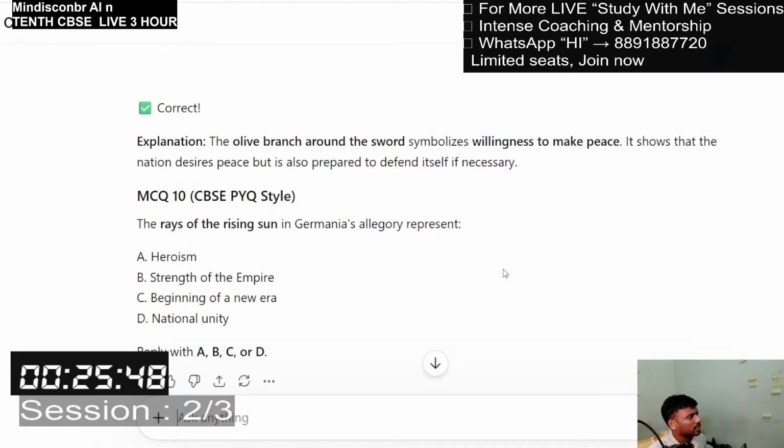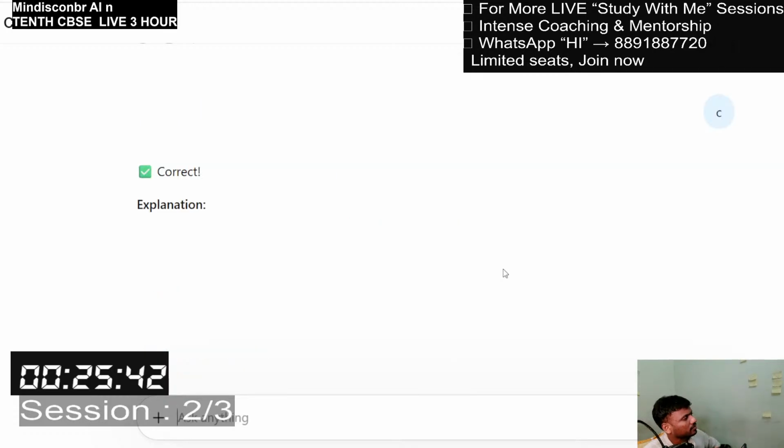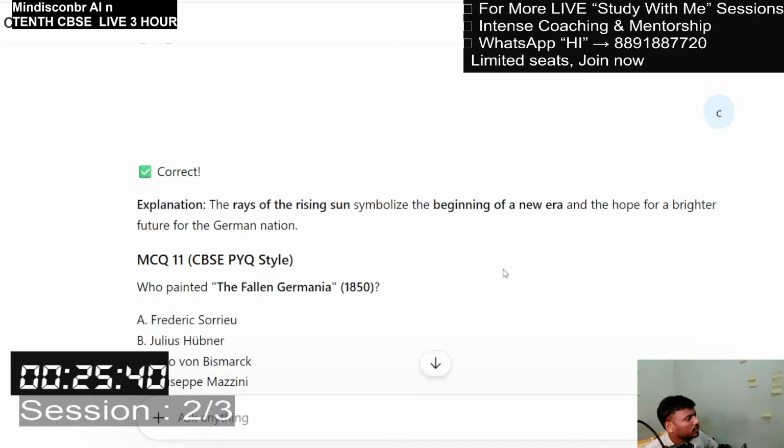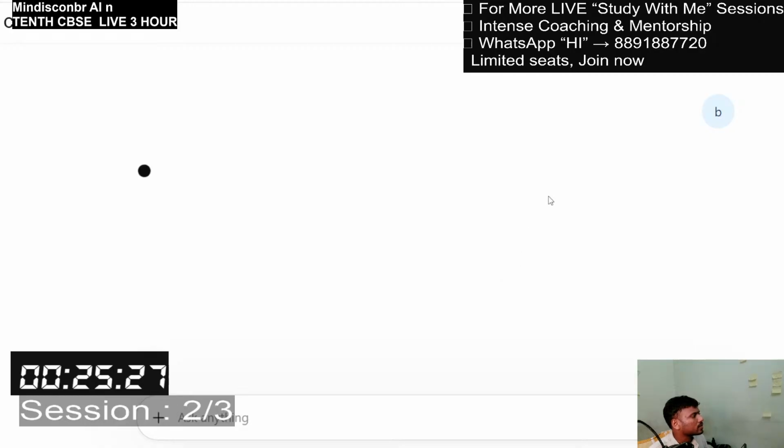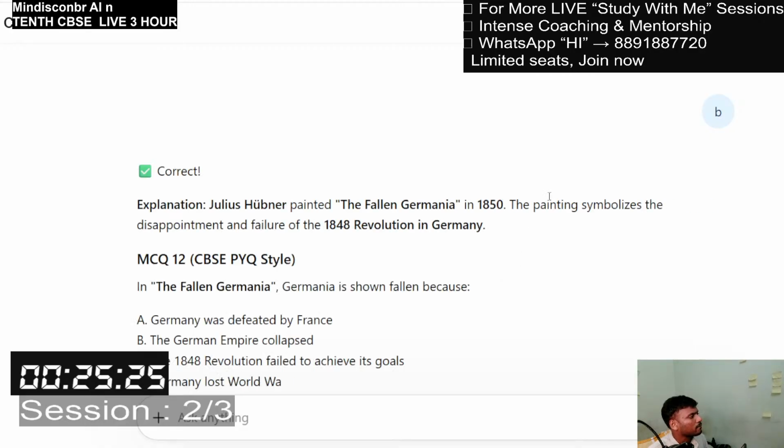The rays of the rising sun in Germania's allegory represent the beginning of a new era. The rays of the rising sun symbolize the beginning of a new era and the hope for a brighter future for the German nation. Who painted the fallen Germania in 1850? Julius Hubner. Julius Hubner painted the fallen Germania in 1850.